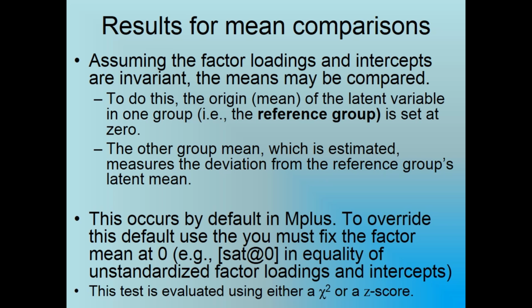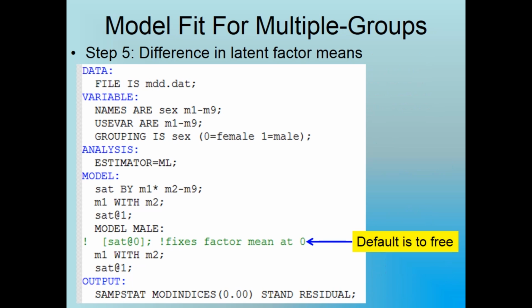As you can see here, the code's the exact same thing we had before when we were fixing our factor loadings and intercepts to be equal across the groups. The only thing I did here is I removed the default. I kept the default, which is to free the factor mean for males. So by default, the factor mean for females will be fixed at 0. And I'm going to estimate the factor mean for males.